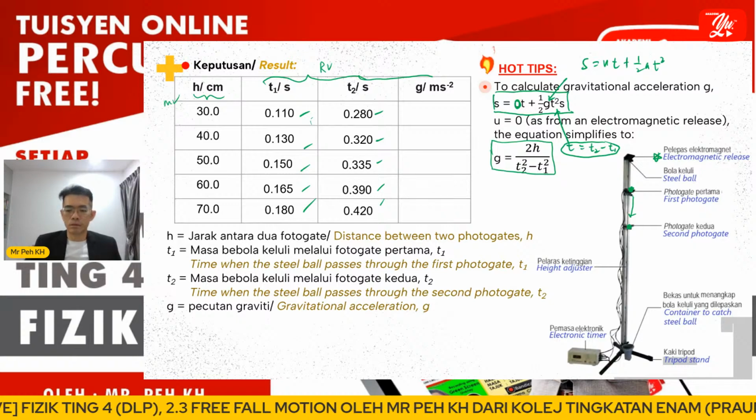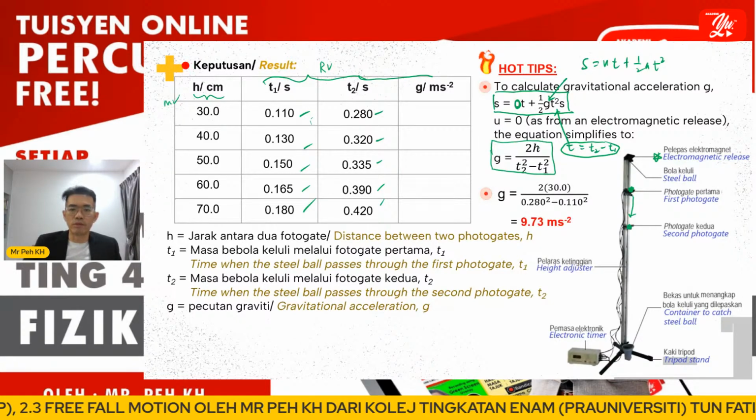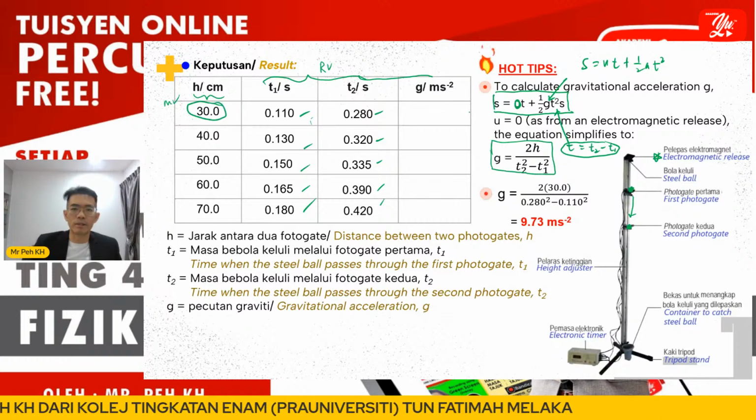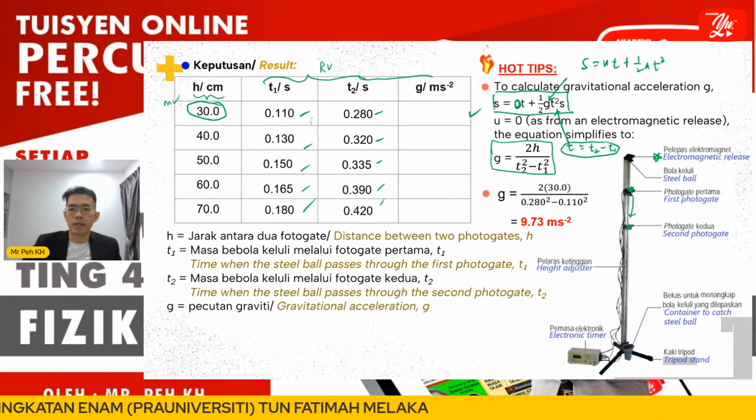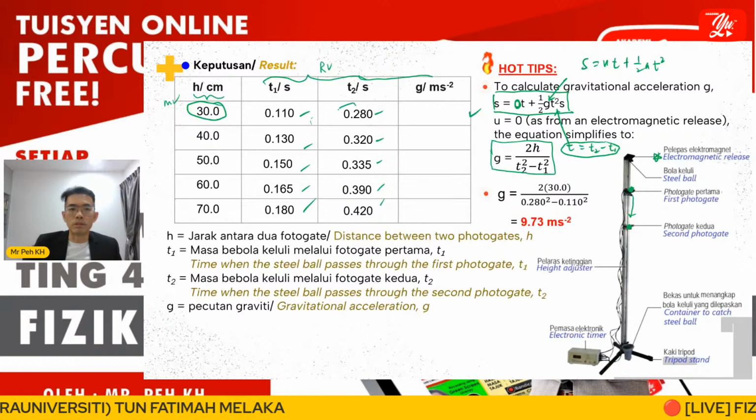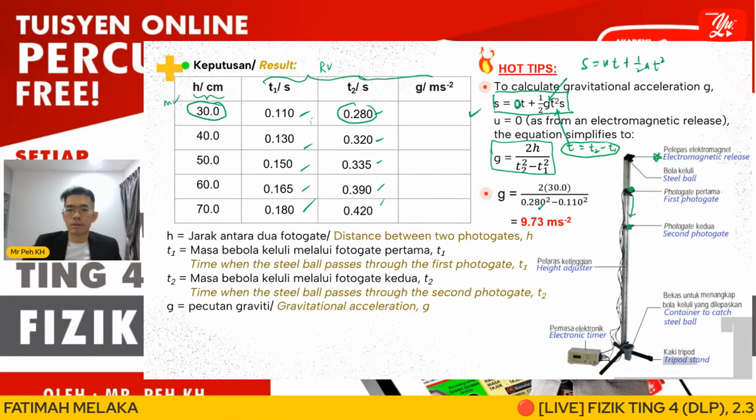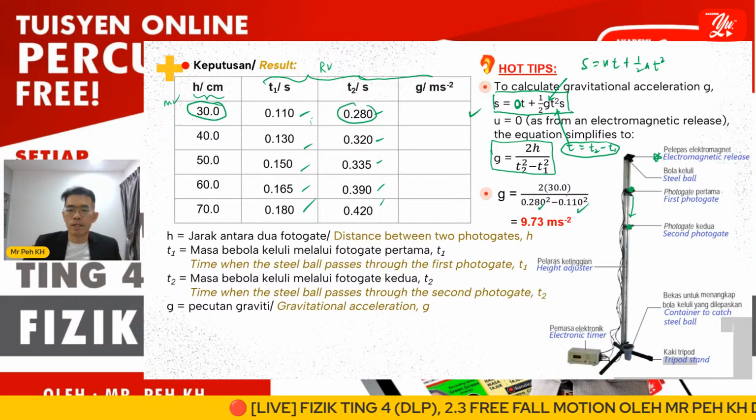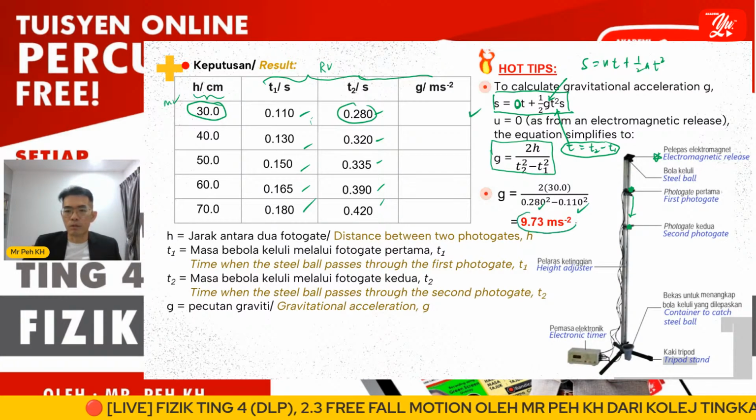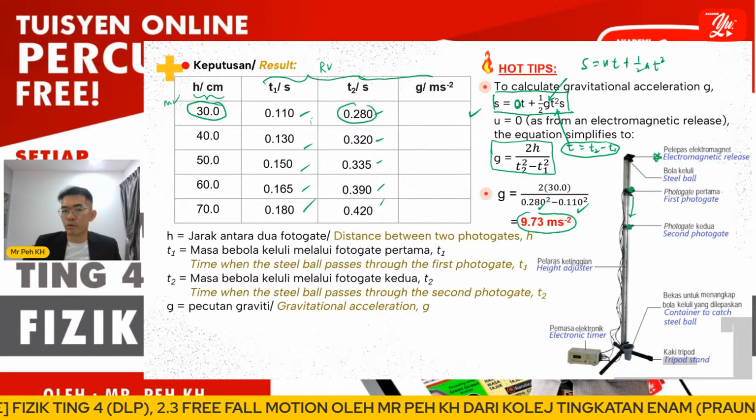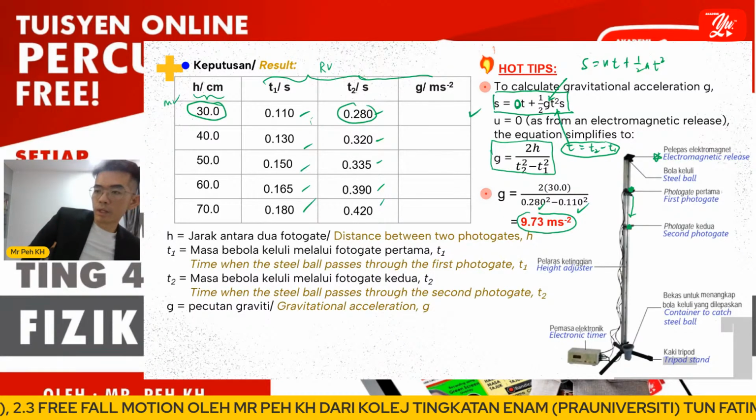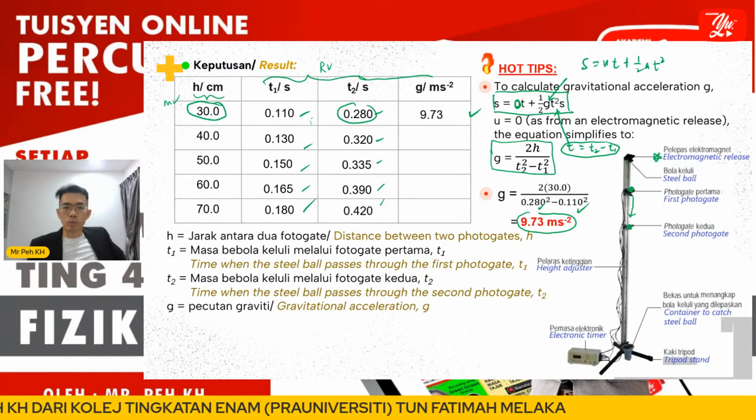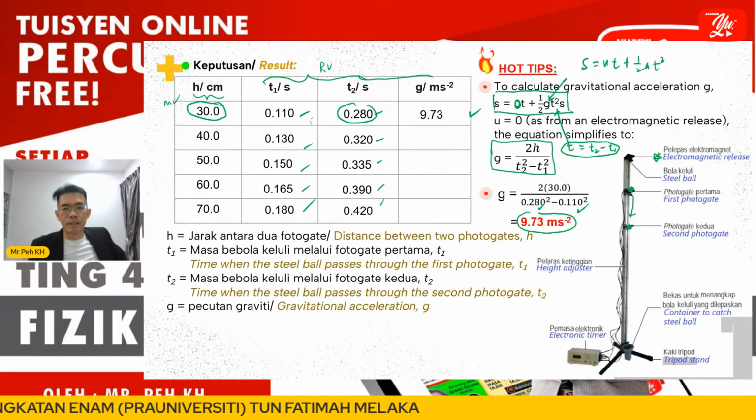Okay, so now I just show you the first reading. The H here will be 30. I want to get the value of g for the first reading. Then the T2 here will be 0.8 squared minus 0.110 squared. You press the calculator, you get this value, 9.73, for the reading I got. So that means it is quite close to the 9.81. This is the first reading I calculated.